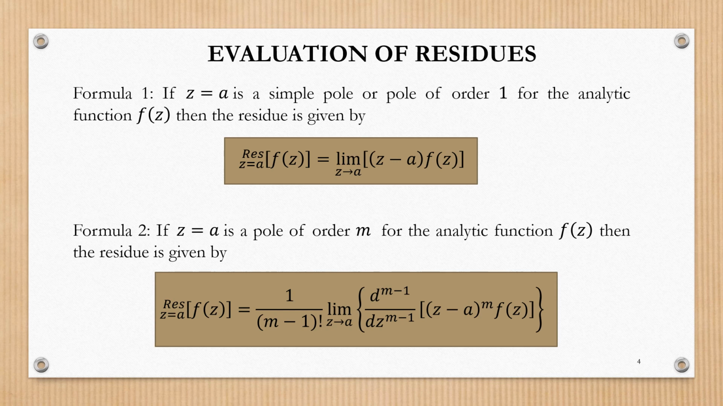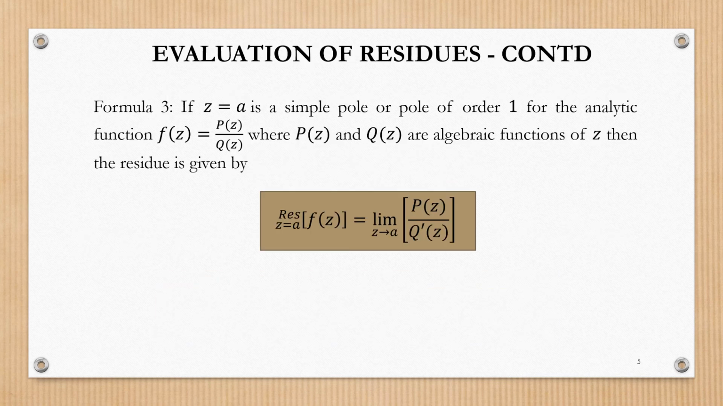Please observe that the value of m must be a positive integer. So for any number other than 1, we will be using formula 2. If it is a pole of order 1, we will be using formula 1. In some special cases, we will be using formula 3 for evaluation of a residue. The pole must be of order 1 and the function must be in the form of a ratio or fraction, that is of the form p of z by q of z, where p of z and q of z are algebraic functions of z. Then in such cases we will be using formula 3 for evaluating residues.